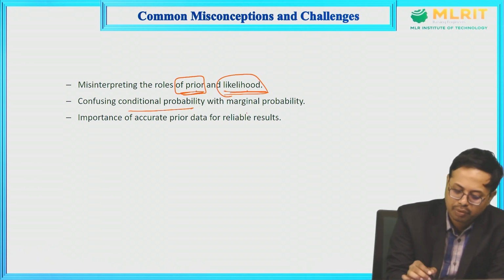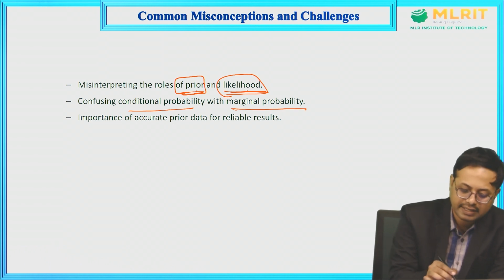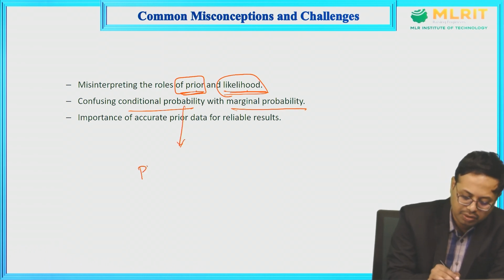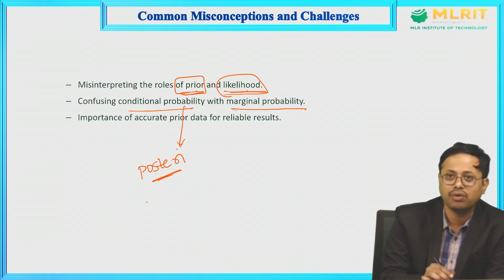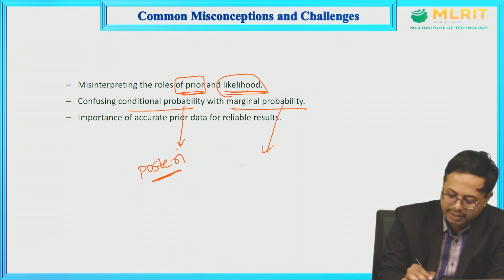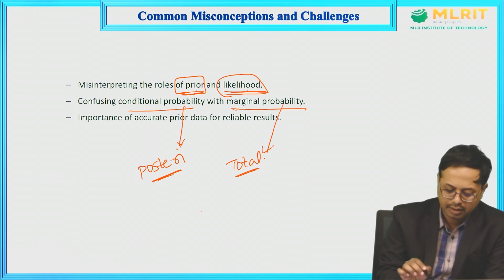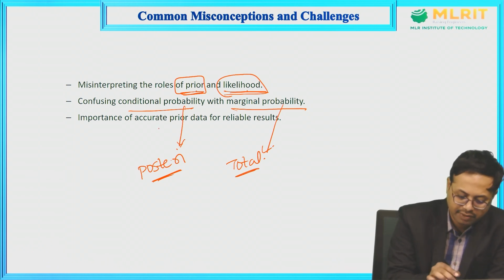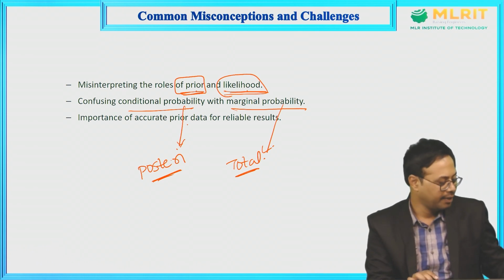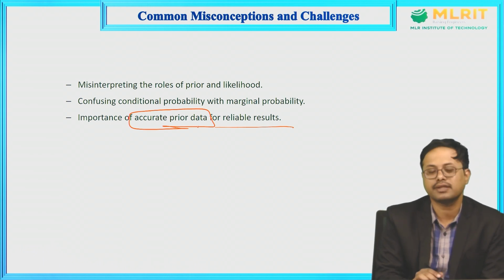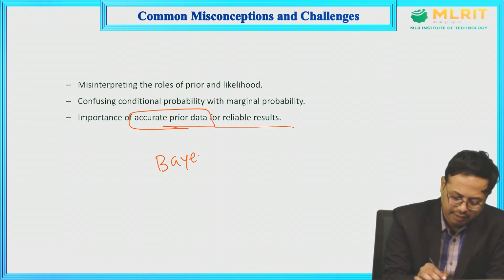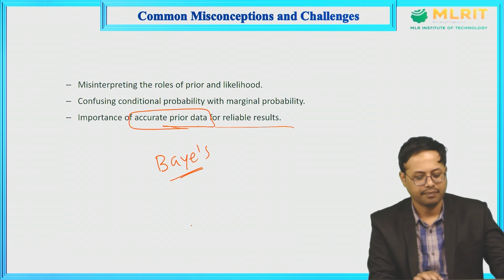Confusing conditional probability with marginal probability. Conditional probability we use for the posterior, where one given event is known with an unknown event, and marginal probability is the total probability which we calculate, common for all the events. Next, the importance of accurate prior data for reliable results. For accurate prior data we use the concept of Bayes theorem.